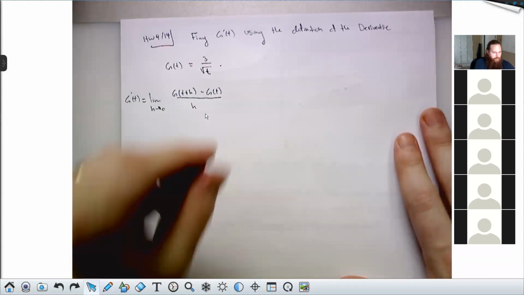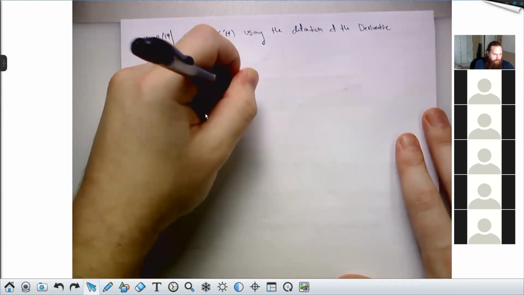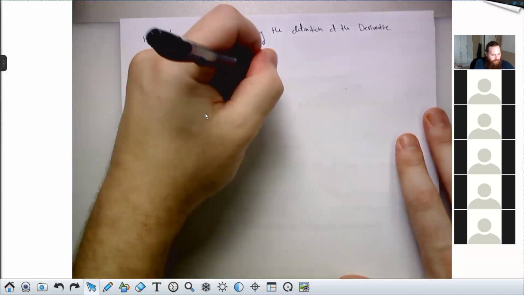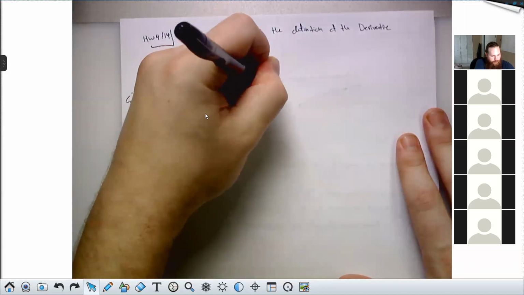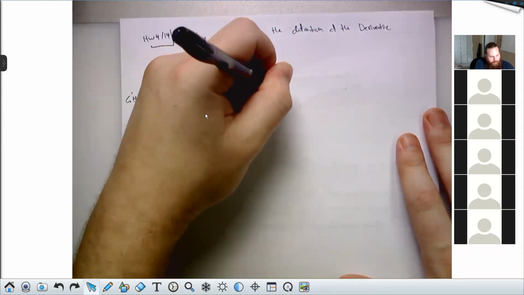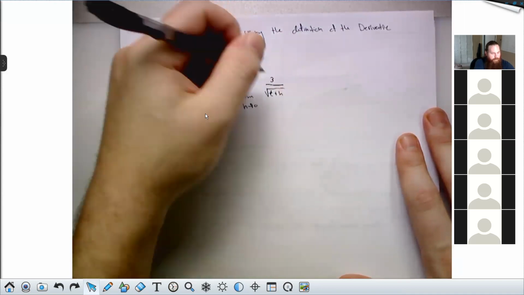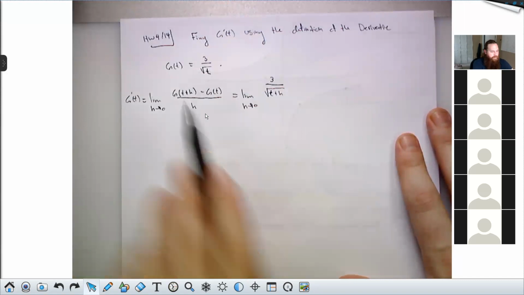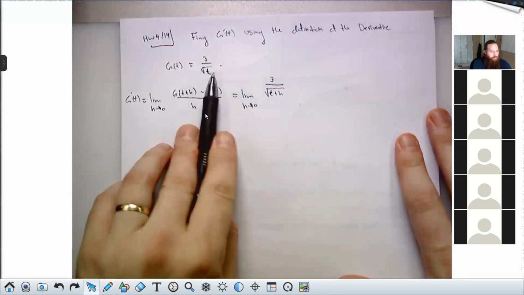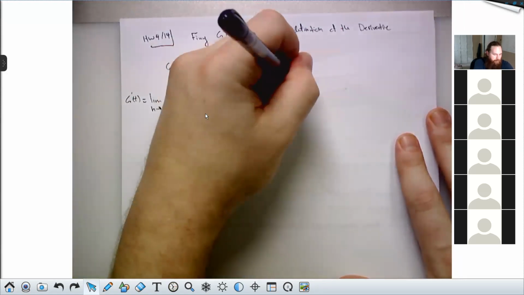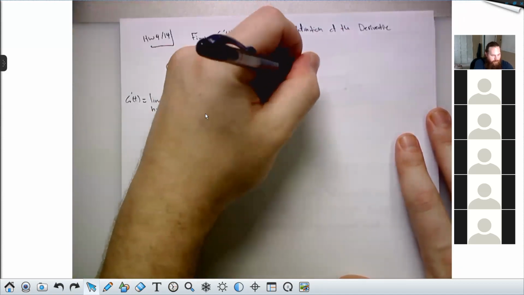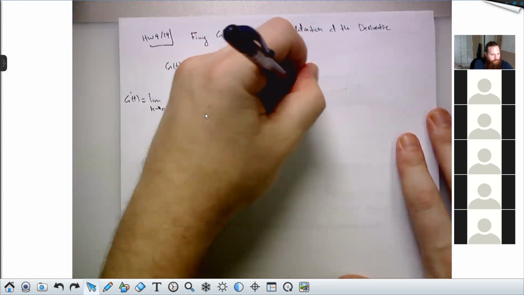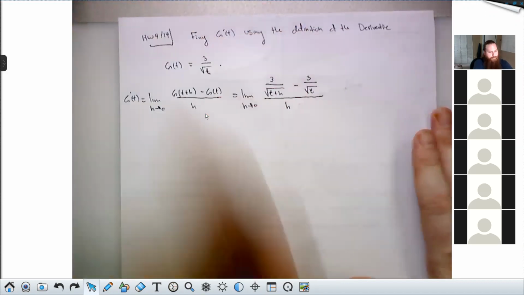I'm going to plug in. So that's the limit as h goes to 0, g of t plus h is 3 over the square root of t plus h. So you've got to get your function notation right. The t plus h has to go inside the function. So it's 3 over the square root of t plus h minus g of t, which is 3 over the square root of t. And then we divide this whole apparatus by h.